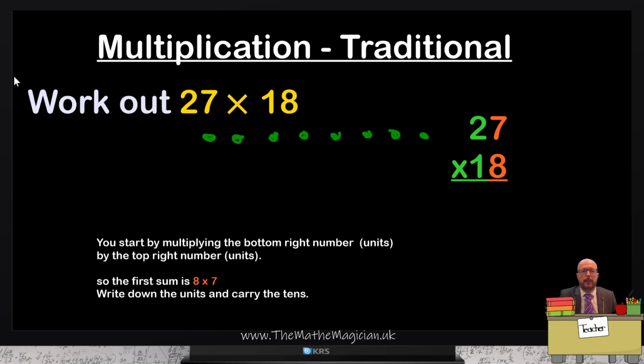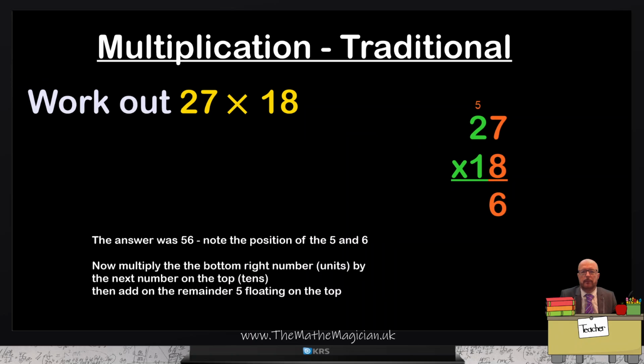Right, so how do we write that down? Well, we put the 6 down and we carry the 5. Like that. 6 down, carry 5. So we move the 5 into the next column.